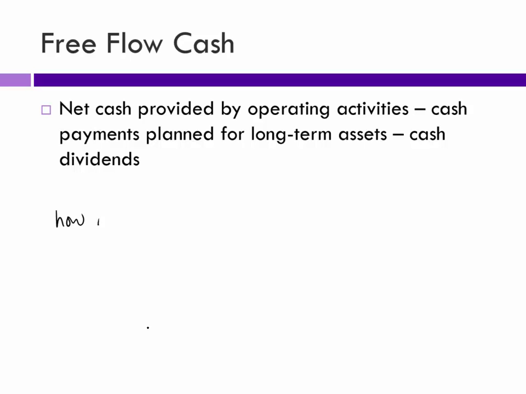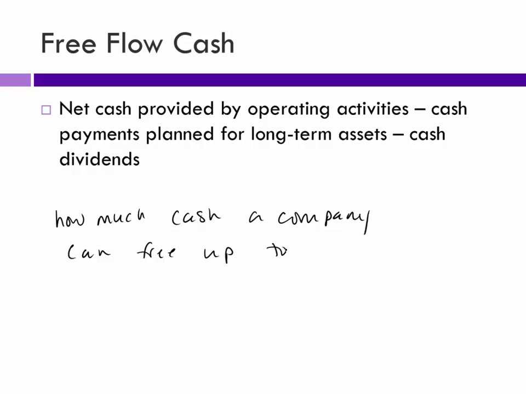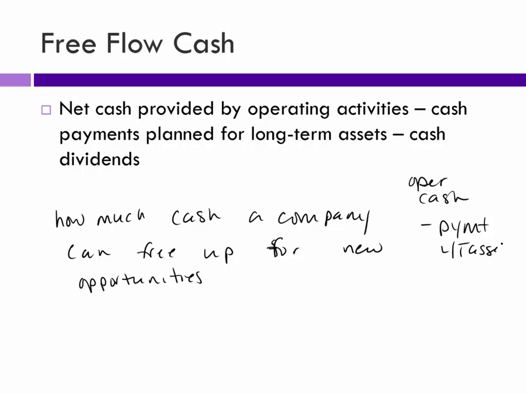And that's really how much cash a company can free up or make available to take advantage of opportunities that come along, for new opportunities, let's say. So maybe a great investment comes around or a new company that they could buy or something like that. So you take the net cash from operating minus any payments for long-term assets that they've already set aside, minus any cash dividends, and that equals your free cash flow. So it's a pretty straightforward little calculation.